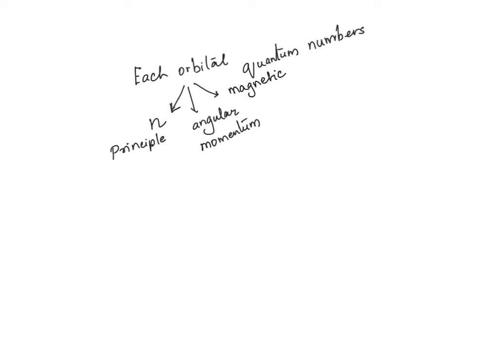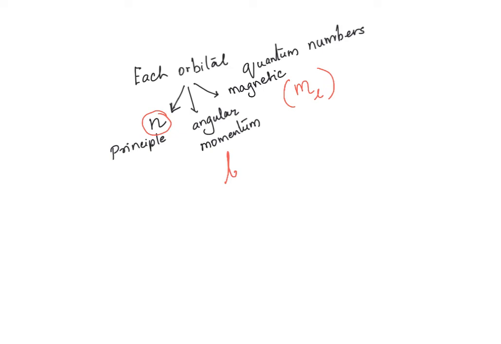So principal quantum number is represented by n. Angular momentum quantum number is represented by small case l, and magnetic quantum number is represented by m sub l.